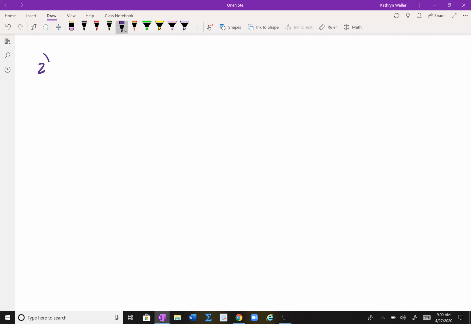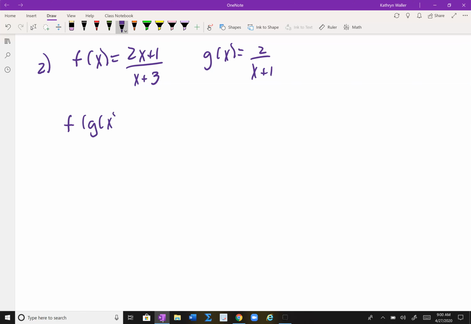Here's question number 2. Okay, so here is your f of x. Here is your g of x. And they're asking you to find f of g of x and the domain. So very similar to what we just did. So here's your g of x, put it in. So this is f of 2 over x plus 1 is equal to, now go into that f of x, and in both those places put in 2 over x plus 1.